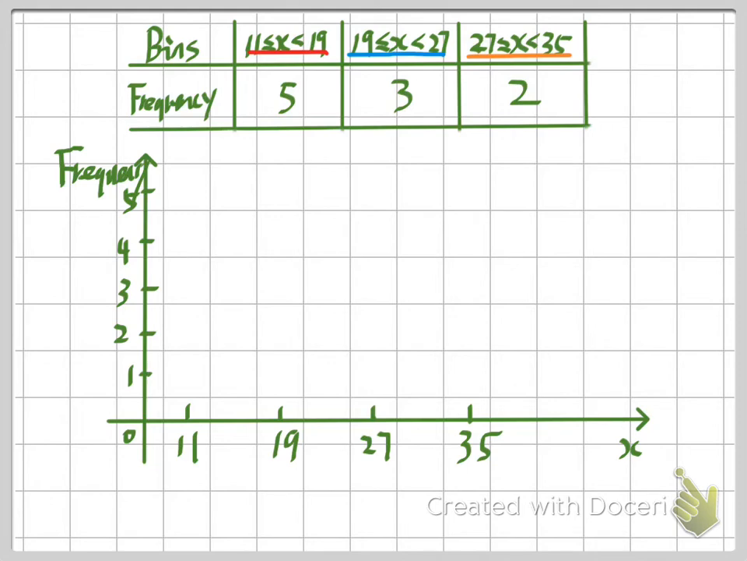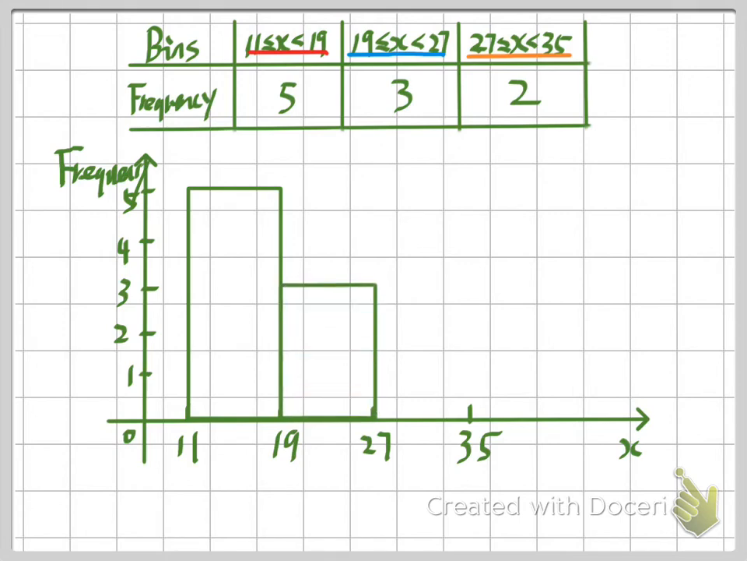For the first bin, the range is from 11 to 19, right? The frequency here is 5, so we draw a bar with height 5, looking like this. Then for the second bin, the frequency is 3, so we draw a bar with height 3. This is our second bar. And the last bin has a frequency of 2, so we draw our third bar like this. So this is our answer for how to draw the histogram to show the frequency of a data set.